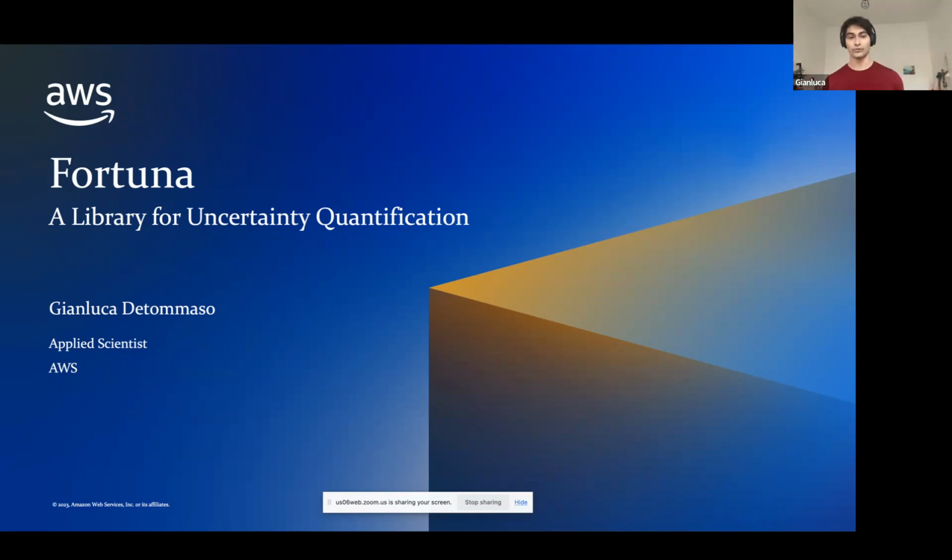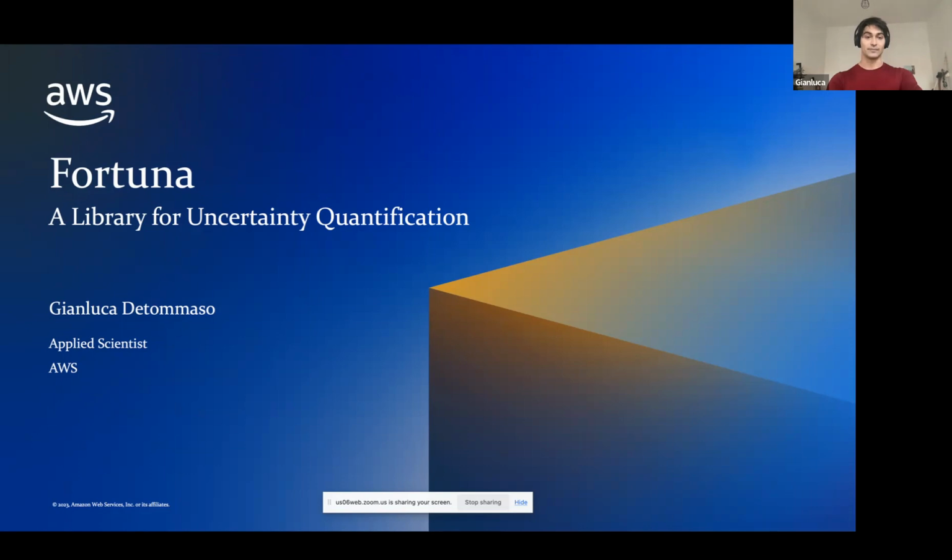I'm going to talk about Fortuna and uncertainty quantification in general. Fortuna is a library that at AWS we released very recently in December last year, and we've been working ever since to really increase very fast the number of methods that we support, to try to support different use cases and so on. And I'm going to tell you a little bit about it, hopefully.